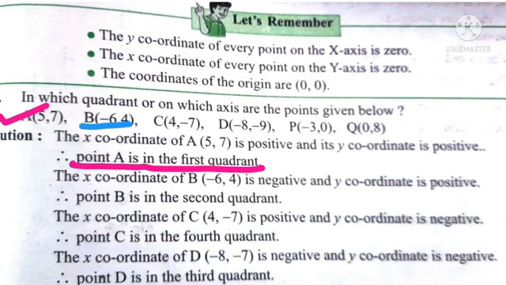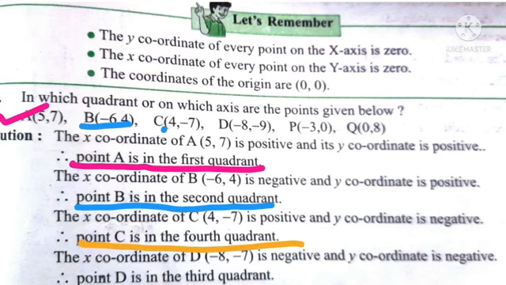The x coordinate of point B is negative and the y coordinate is positive, means negative positive. Therefore point B lies in the second quadrant. Similarly, the x coordinate of point C is positive and the y coordinate of point C is negative. Therefore point C lies in the fourth quadrant.